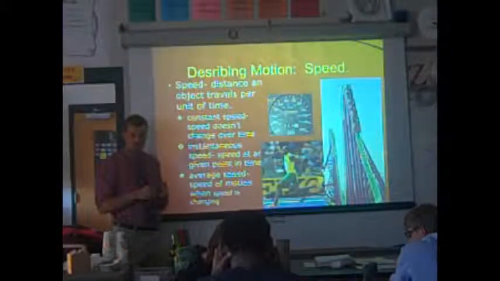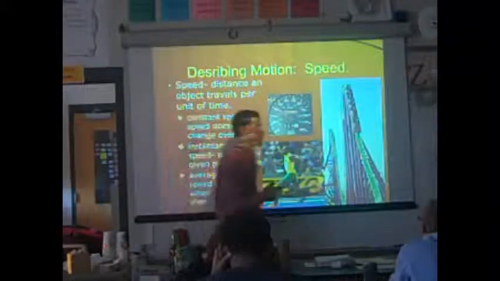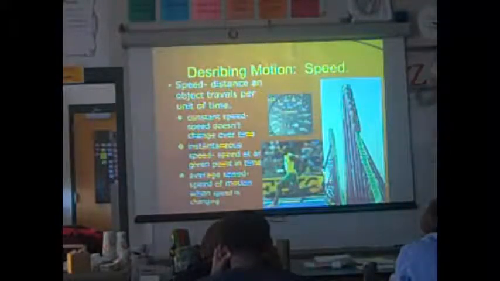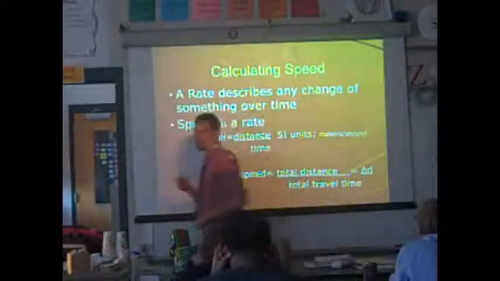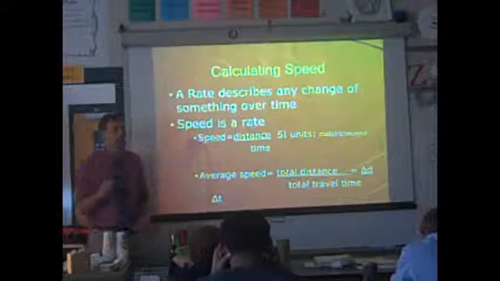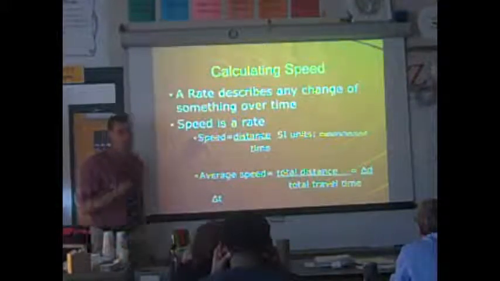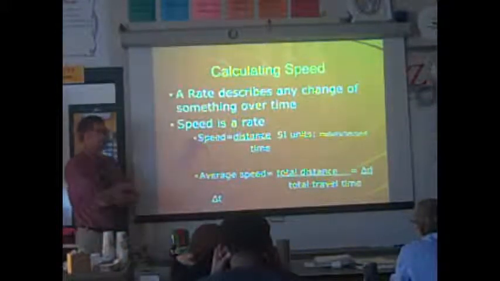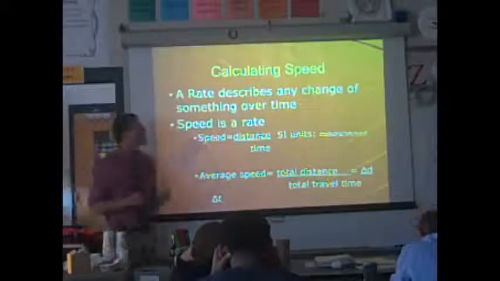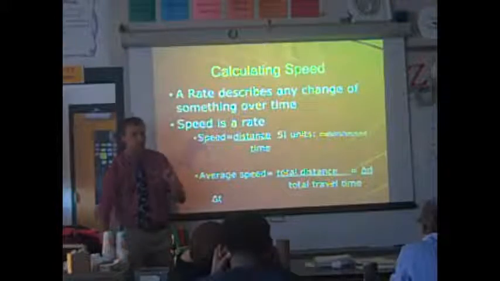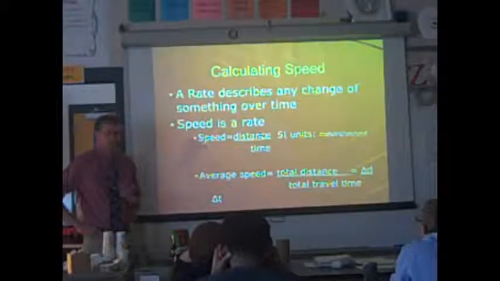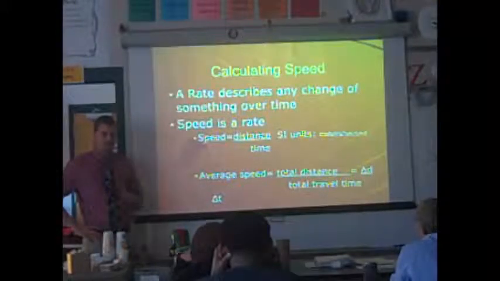Any questions? Okay. When we talk about speed, we're talking about a rate. And we've talked about rates before. We talked about rates at the very beginning of the year when we were doing a lot of graphing and we were talking about slopes. Okay? A rate describes any change of something over time. When we talk about speed, what are we talking about changing over time? Distance or our position. Okay?